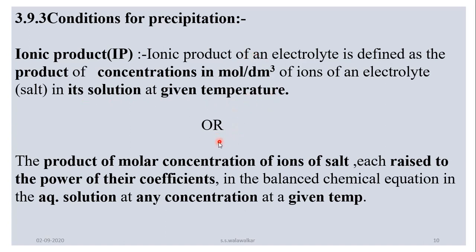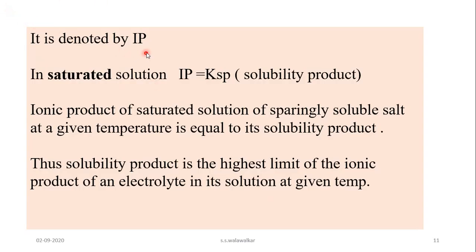Or you can also define it like this: the product of molar concentration of ions of salt, each raised to the power of their coefficients in the balanced chemical equation, in aqueous solution at any concentration at a given temperature, is known as the ionic product, and it is generally denoted by IP, capital I, capital P.